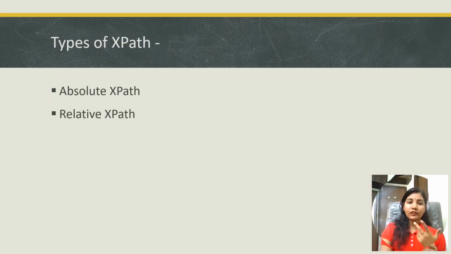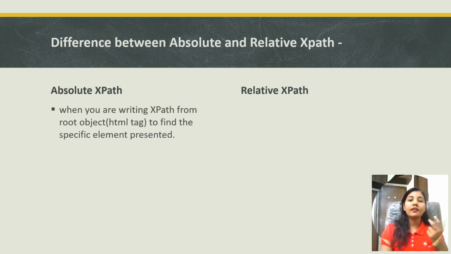So what are the types of XPath? There are two types. One is absolute, another one is relative XPath. The difference between absolute and relative XPath is that in absolute XPath you write from the root HTML tag to find the specific element. The HTML structure starts from the HTML root, and we have to write the path from the root tag to the tag where our element is present. So that is the absolute XPath where we have to traverse from top to the desired element.